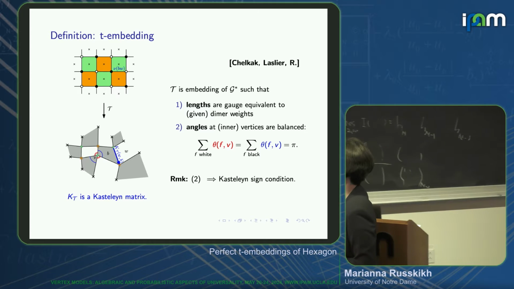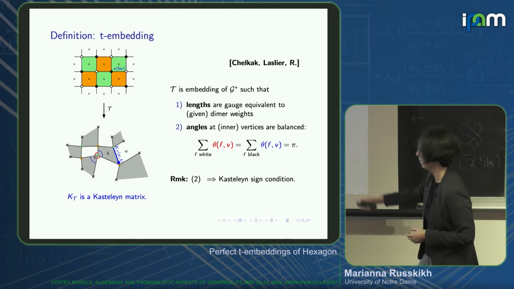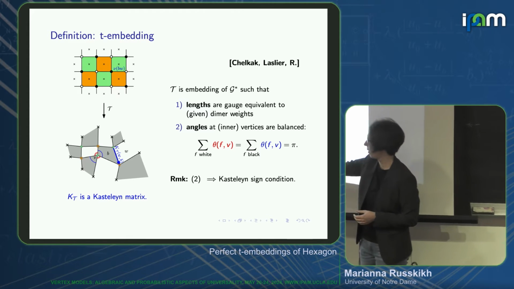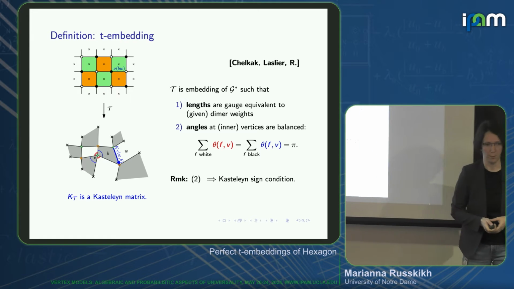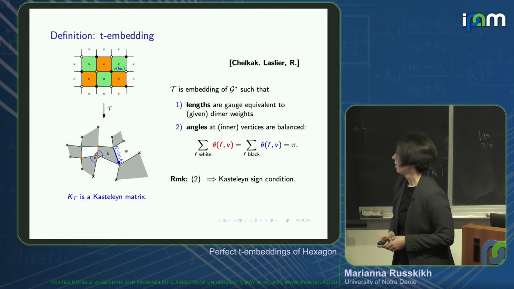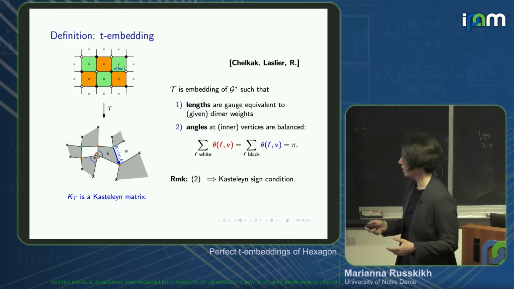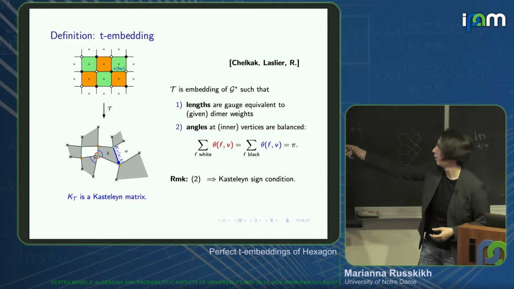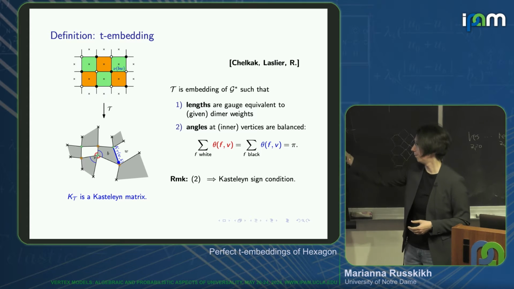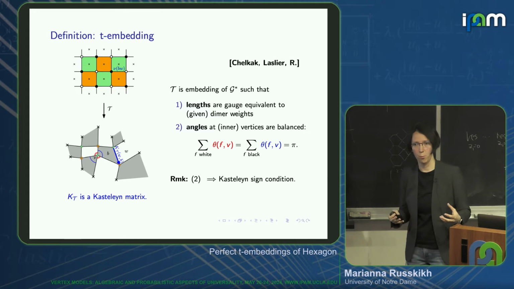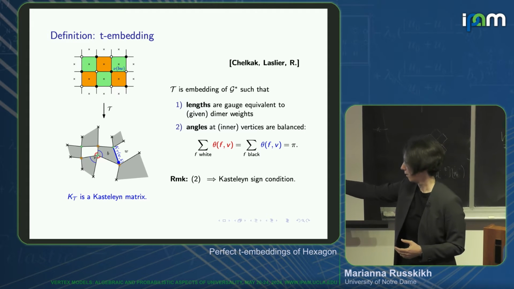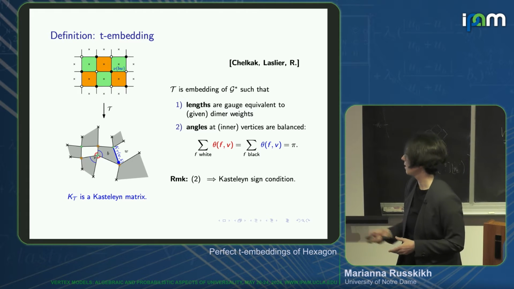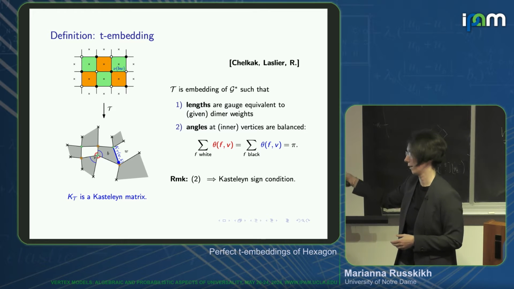And we also ask the angle condition, which is the following. Around each vertex, we ask that the sum of black angles is the same as the sum of white angles. And of course, both of them are pi. Okay? So this is what I call a t-embedding. So if we start with a bipartite graph with weights on edges, and now we want an embedding which gives us length of edges giving gauge equivalent weights, and they satisfy the angle condition.